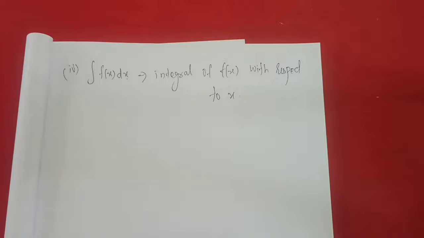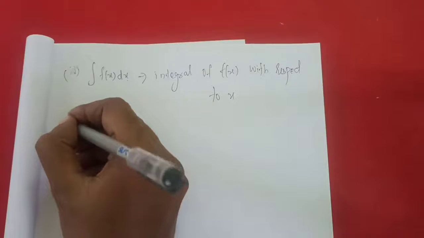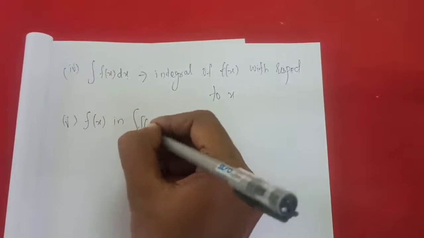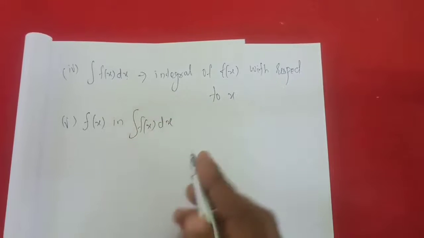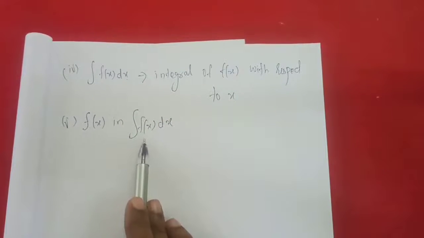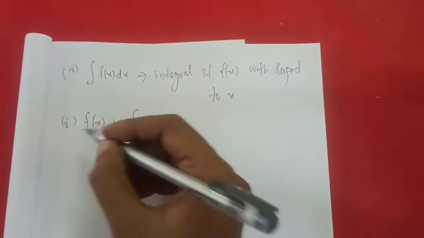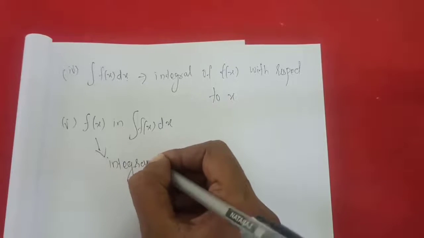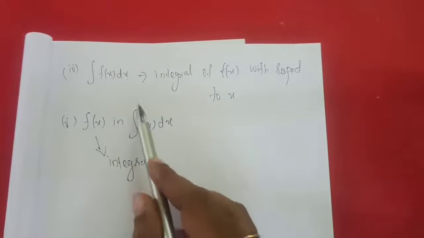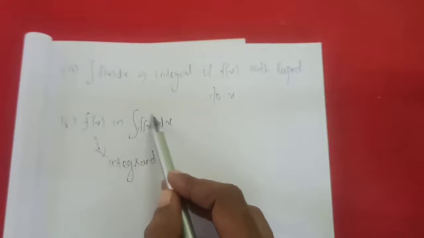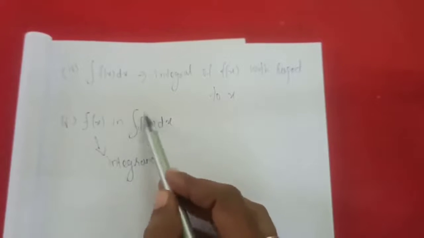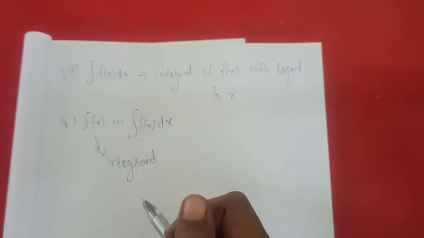Okay, then next one, f of x in integral of f of x dx. What about this f of x? This f of x is an integrand here. How will you call this f of x? In integral of f of x dx, this f of x is called an integrand. That only we are going to integrate. So this f of x is called an integrand.